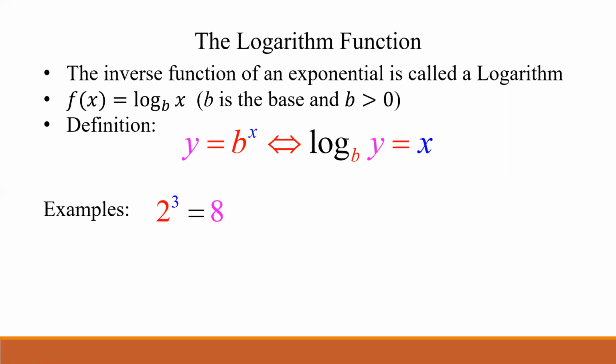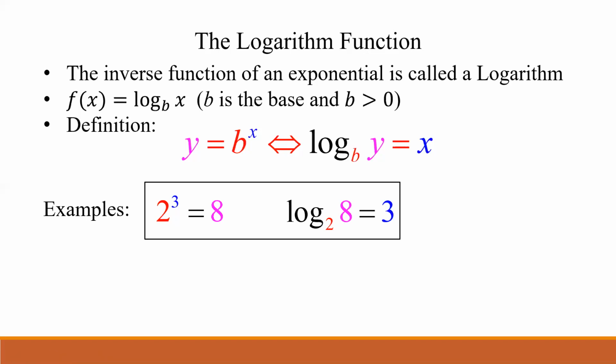If you have 2 to the third equals 8, obviously that's a true statement. What would that look like as a logarithm? Notice my base is 2, my exponent is 3, and then my answer is 8. Well, if I write that as a logarithm, it's going to be log base 2 of 8. That answer becomes what we call the argument, and then the exponent becomes the answer. These two statements are equivalent. They're saying the same thing.